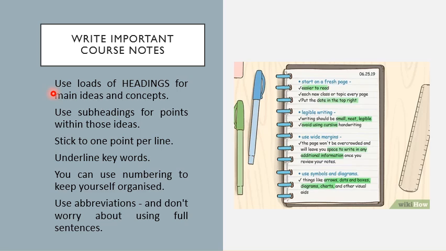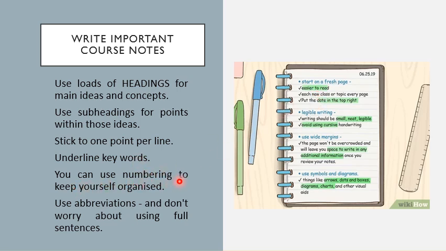Use headings for the main ideas and concepts. Then use subheadings for points within those ideas by using bullets. Over here you can see, start on a fresh page, this is a heading, then we have bullets as subheadings. Stick to one line, meaning you don't need to write whole paragraphs. You have to just highlight the importance. Underline the keywords, whatever keywords are important you can underline them.